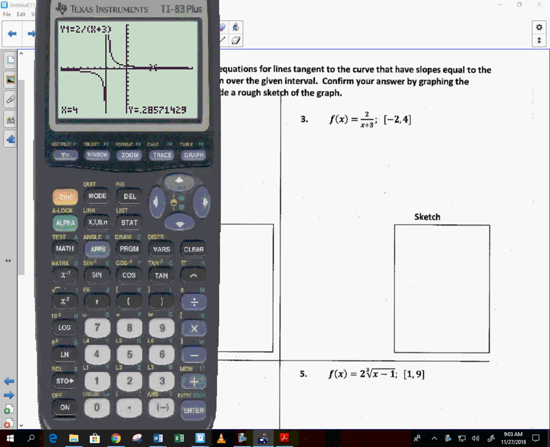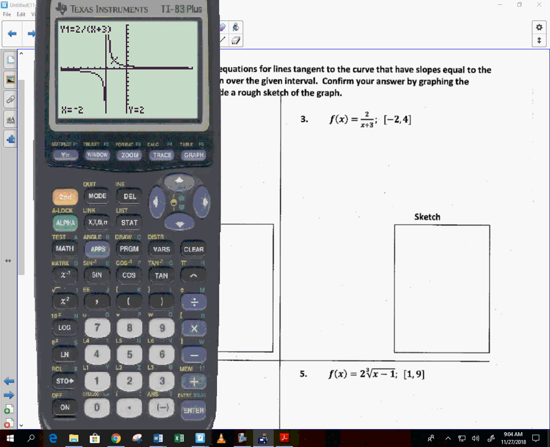Now, what do you notice that's interesting about this function? Anything? It's got an asymptote. That's where it's undefined, correct? At what spot is it undefined? -3. Is -3 in this interval? No, it's not in the interval. So, is the function continuous and differentiable from -2 to 4? It is. And so, therefore, the mean value theorem applies.